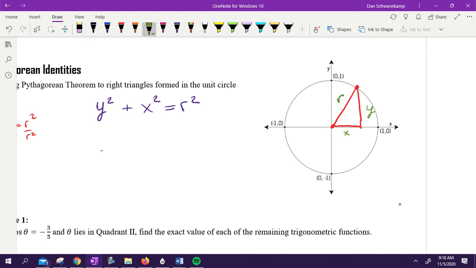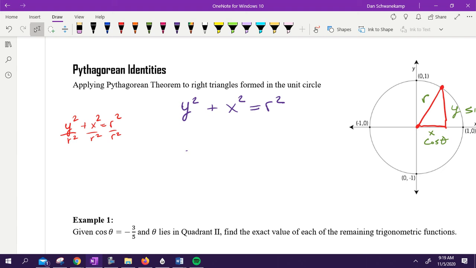Well, we have talked about this over and over again. Which trig function is the same thing as x? Cosine. What trig function is the same thing as y? Sine. And we can find that by dividing by r. Look at what I just wrote down. Y squared over r squared. Well, what is y over r? That is just sine. That is just sine of theta squared.